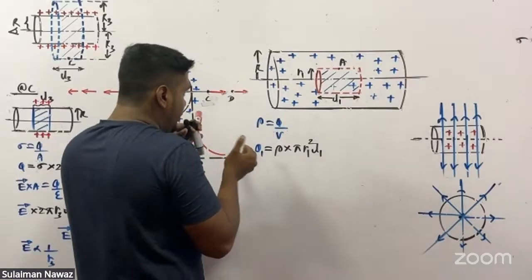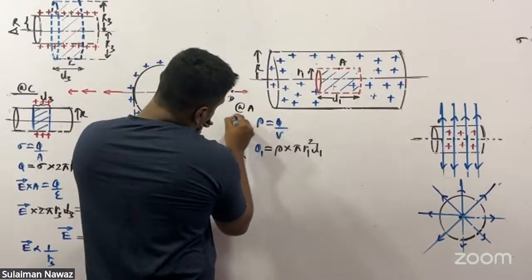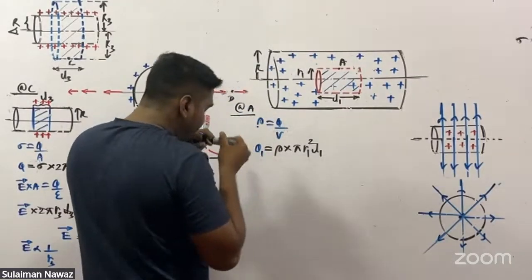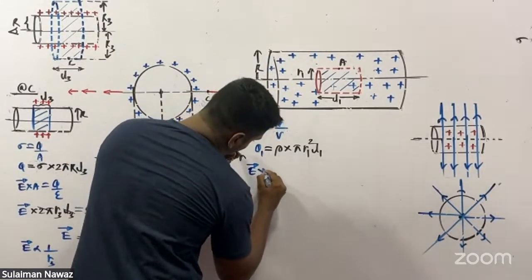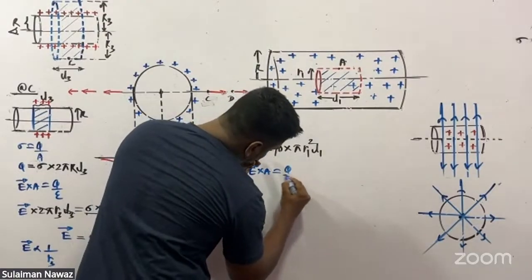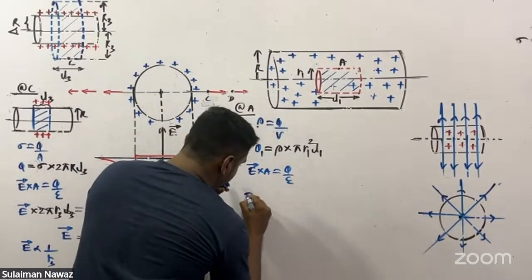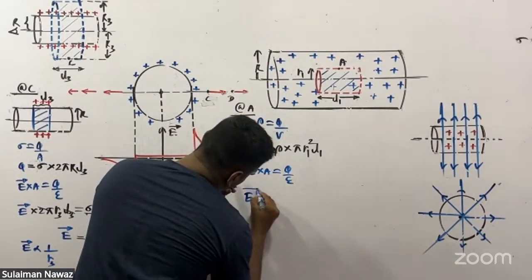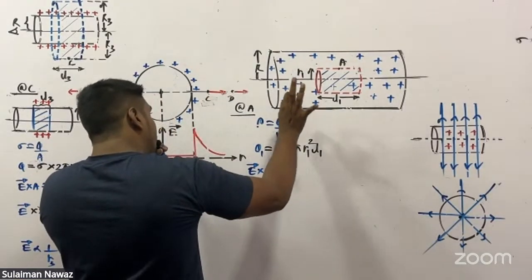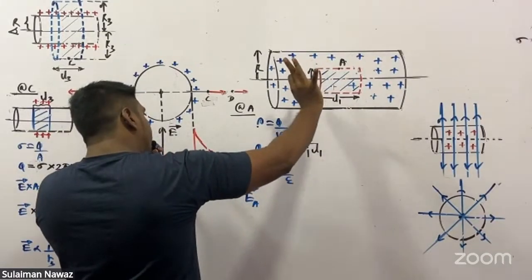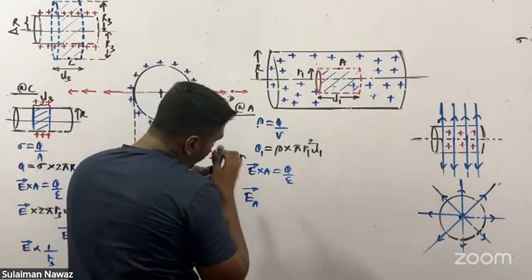Now we can apply the equation: intensity into area must be equal to Q over epsilon. Then, to find the intensity at point capital A, EA into this area. Area means the Gaussian surface area, which is the cylindrical area. The equation is 2 pi R1 L1.